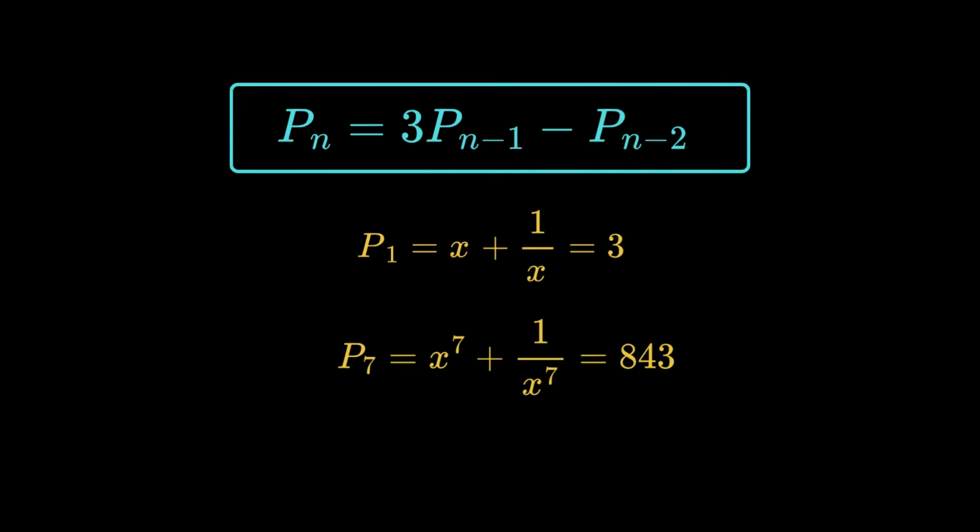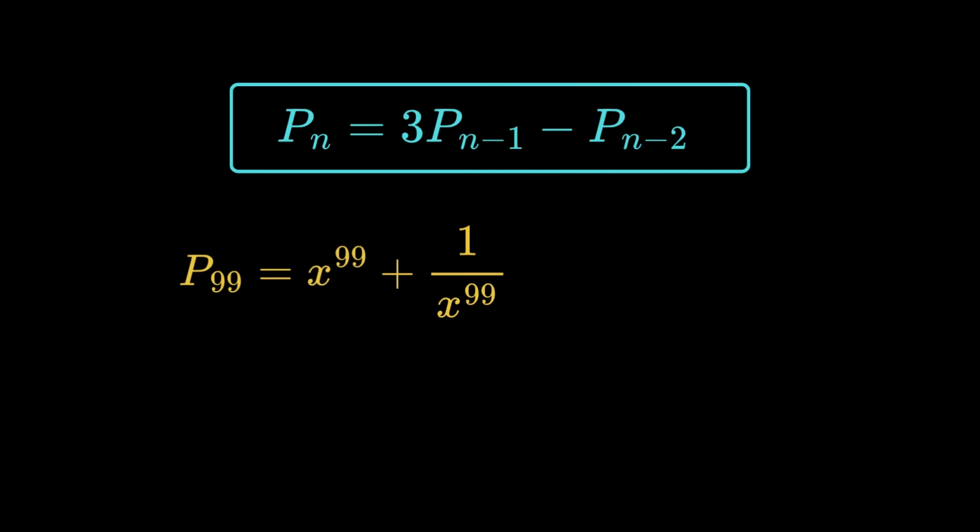And if we wanted the answer to the impossible question from the start, x to the 99 plus 1 over x to the 99, we would simply continue this chain 92 more times. The final answer would be a huge integer, but it would come entirely from repeated multiplication and subtraction, not from solving a 99th degree equation.